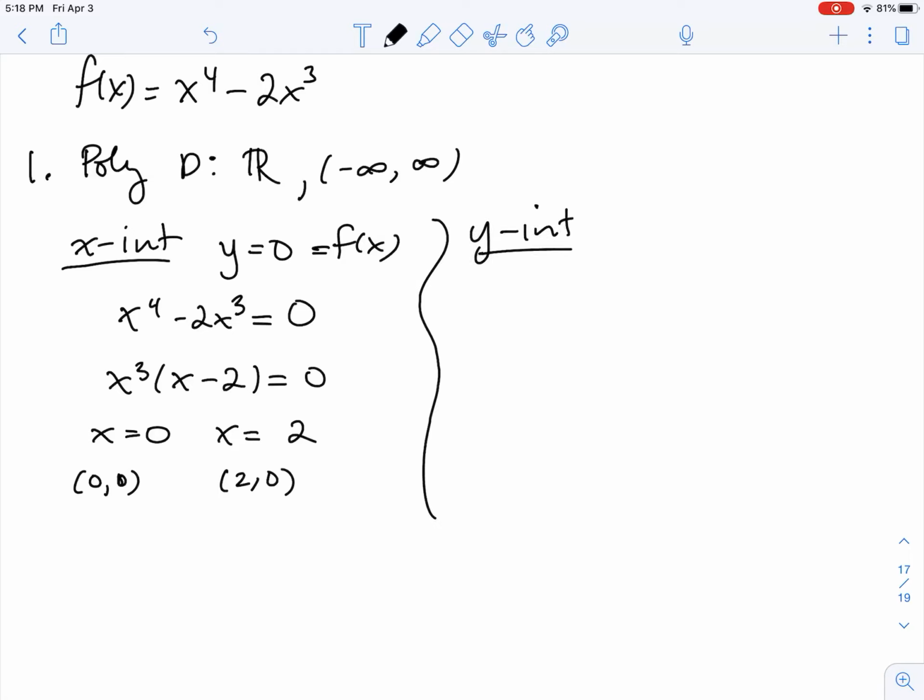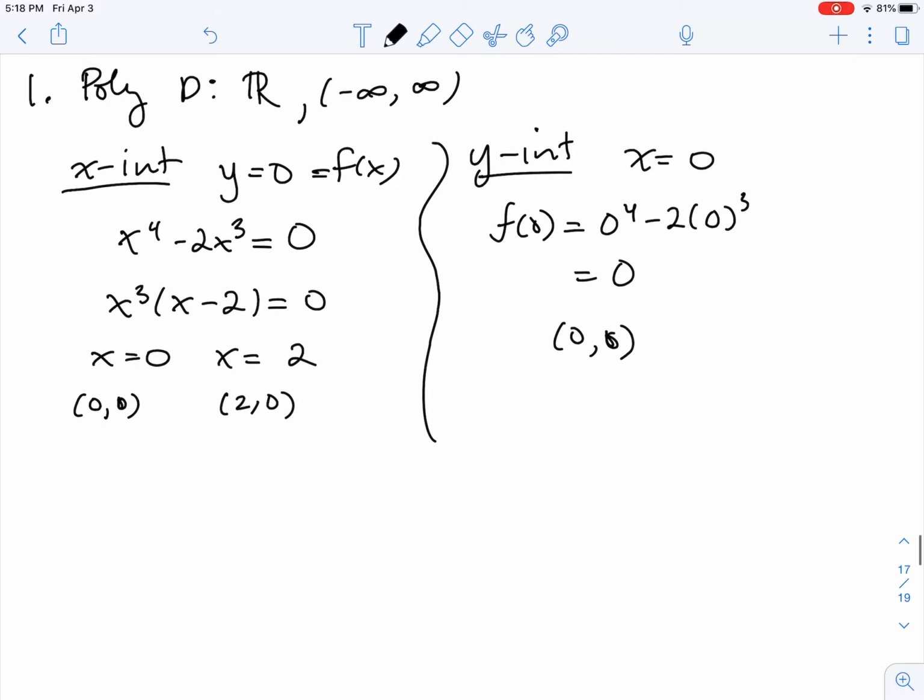If I want to do the y-intercept, we let x equal 0. So in this case, we want to find what is f of 0. So we have 0 to the fourth minus 2 times 0 to the third, and we get 0. So we see that 0, 0 is also a y-intercept.